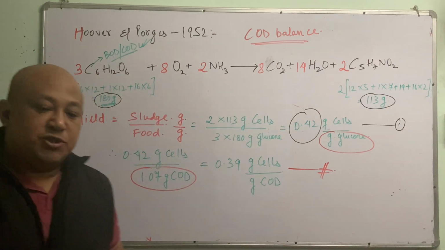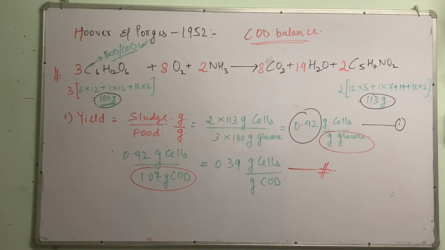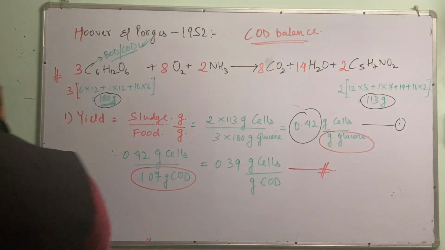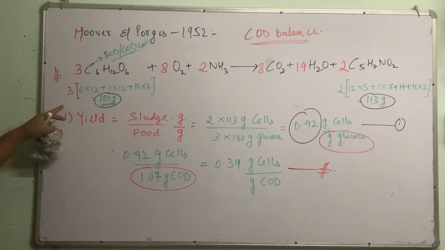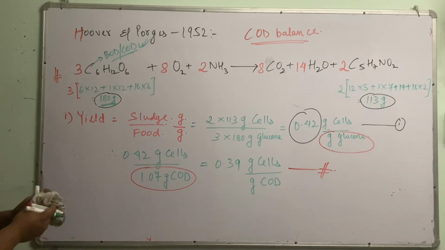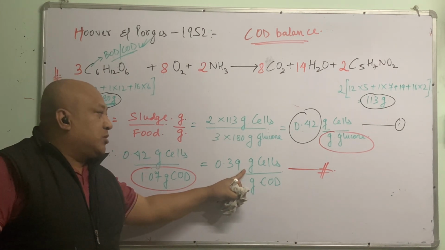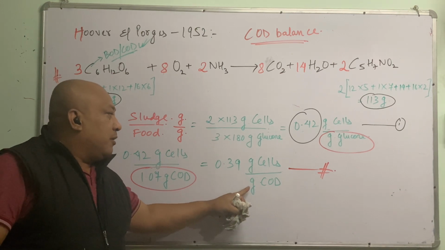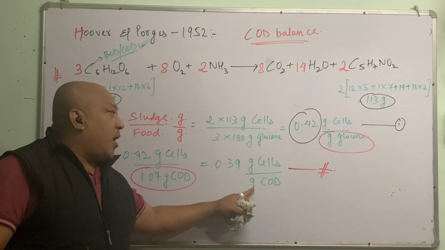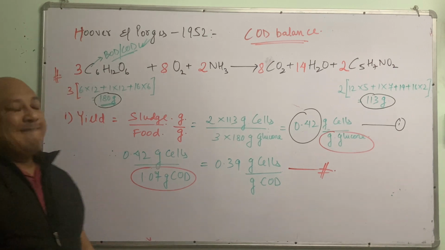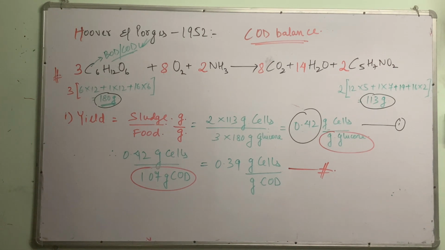Please remember, let me check whether the video is still on. Yeah, still going on. Good. Is that clear? So the yield from the stoichiometry is, for every gram of sludge produced, the amount of COD required is 0.39. Fine. This is number one.